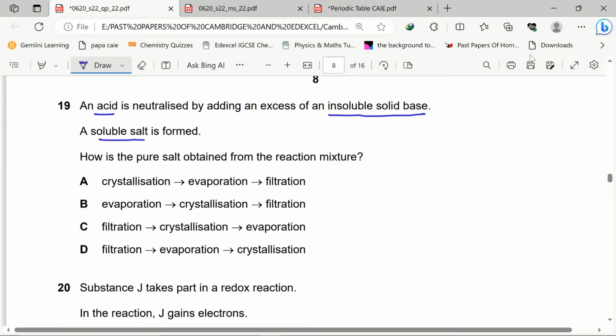So the insoluble solid base is in excess. For this question, what we need to do is go for filtration first in order to remove the unreacted insoluble solid. Then we need to take the salt solution in an evaporating basin. We need to evaporate till the crystallization point, right? Then we need to allow it to cool, so crystallization will take place. So D should be the only correct answer.